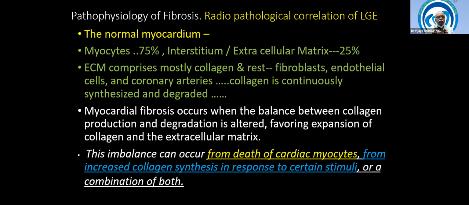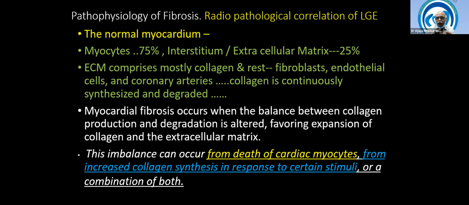25% interstitium contains fibroblasts, endothelial cells, coronary arteries, and collagen. So, in the myocardium, there is continuous synthesis and degradation of collagen happening. It's a dynamic process. So, this is known as interstitium, and myocytes form the cellular compartment.